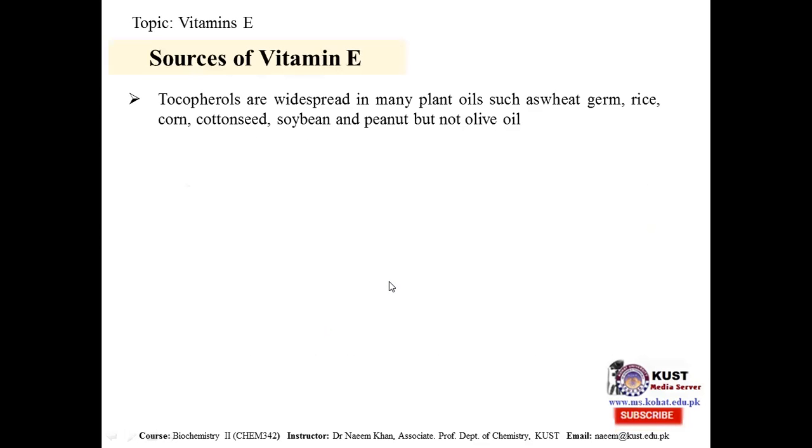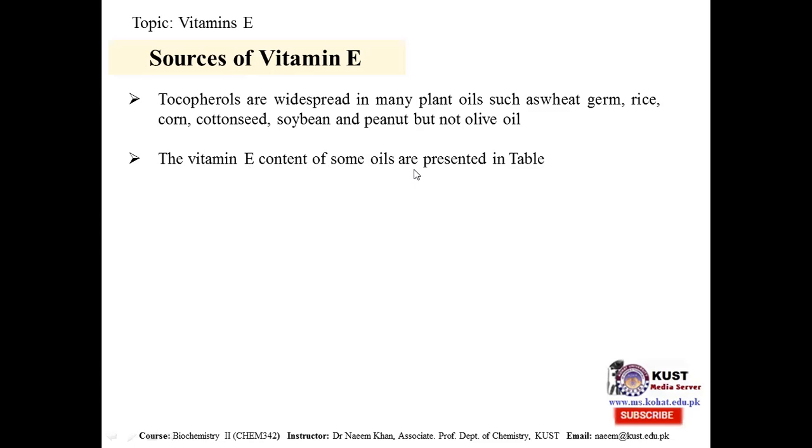Coming to the sources of vitamin E, tocopherols are widely present in the plant kingdom, and especially in plant oils such as wheat germ, rice, corn, cotton seed, soybean, and peanut. But actually, olive oil, it is not available. Unlike vitamin A and vitamin D, oil seeds do not have vitamin E. Vitamin E is present usually in the germs: wheat germ, rice, corn, cotton seed, and soybean.